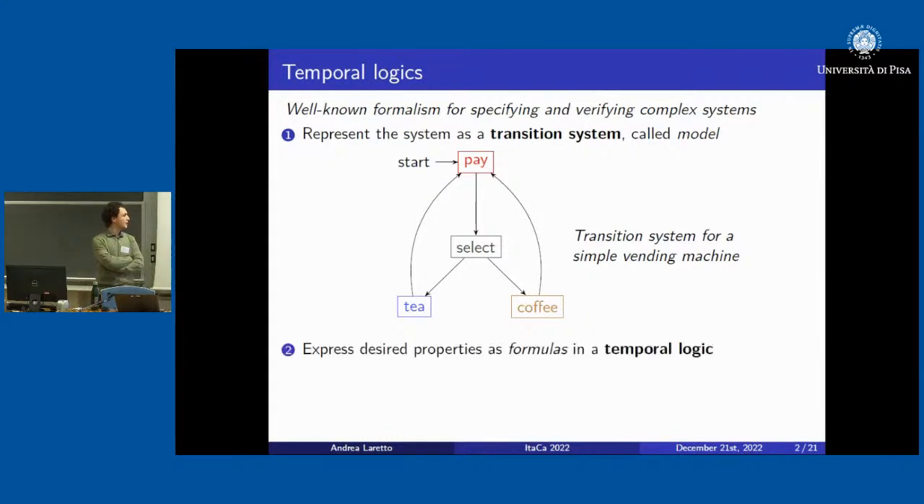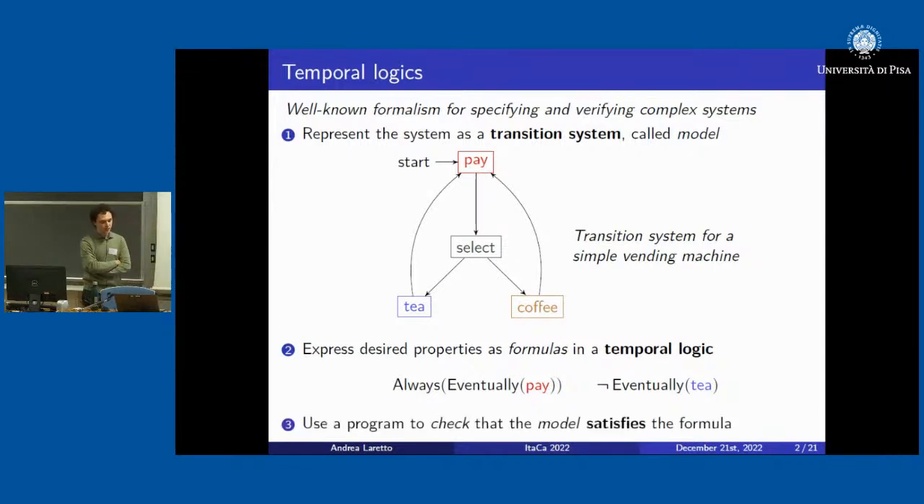And the idea is to express the properties that you want your system to satisfy as formulas in the temporal logic. For example, you might have a formula which says that you always eventually end up in the state where you pay, right? But you do not have, for example, that you eventually end up in a state where the machine gives you tea, because you might want to always get only coffee, right? So you go from pay to coffee select, pay, coffee select, forever. Then the idea is to use a program which automatically checks whether these properties, specified in this formal language, are satisfied by the model or not.